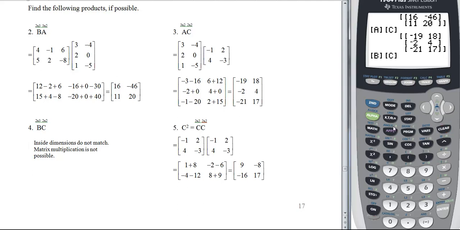All right, let's clear this. I want to see if I can do it either way. So second matrix, we do C times C, and that's what we got down there. Let's try C squared. Number 3, let me square it. So notice I can do it either way.